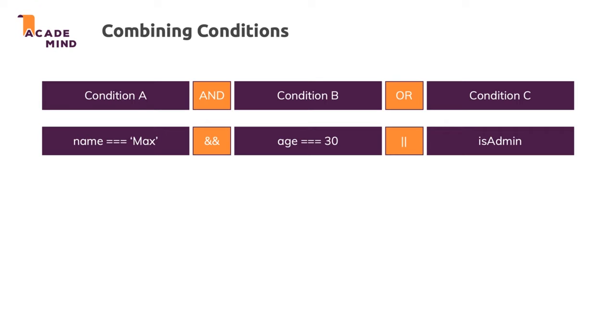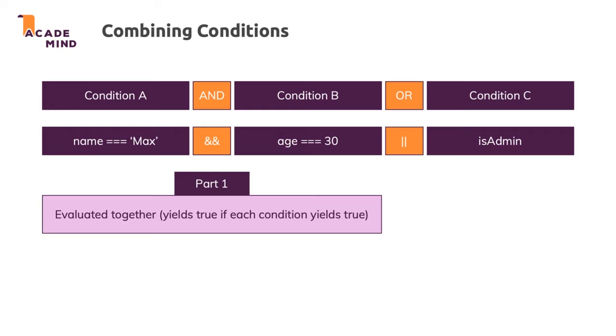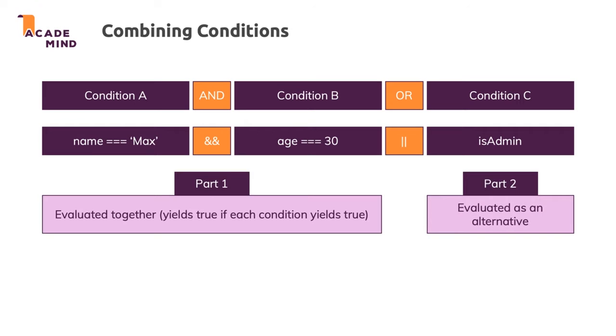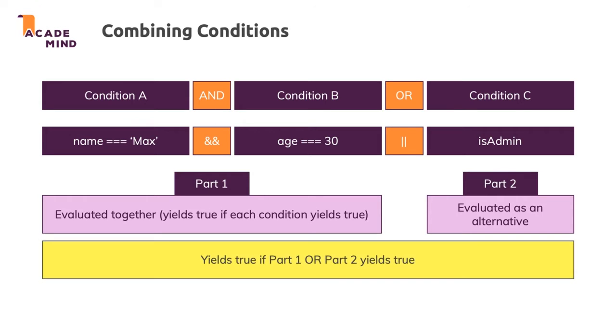So in that case, the condition A and B would be evaluated together, and only if both yield true does this combined condition yield true, and the alternative with the OR is evaluated separately. Therefore, this overall condition, where you combine these three conditions together, would only yield true if part 1 or part 2 yields true. So if isAdmin is true, the code would always run, no matter which age or name you have. If isAdmin is false, then you would only run the code if the name is Max and the age is 30, for example.